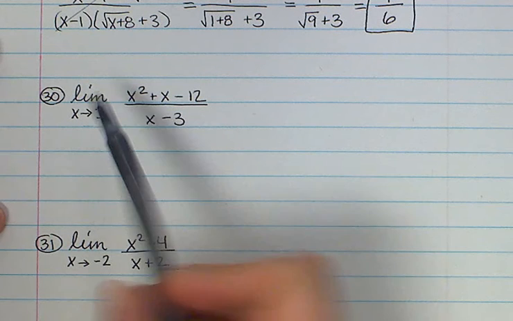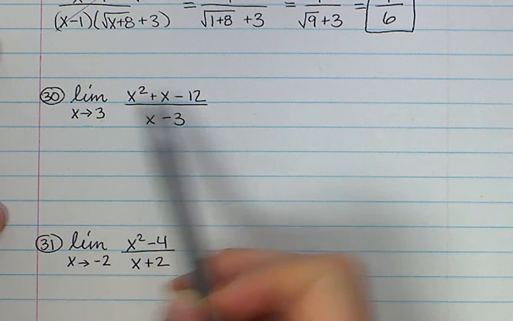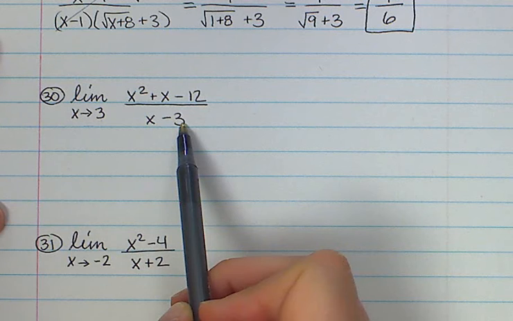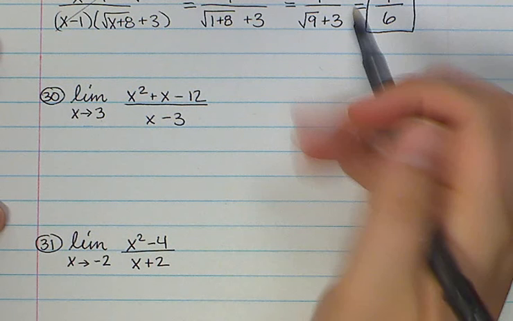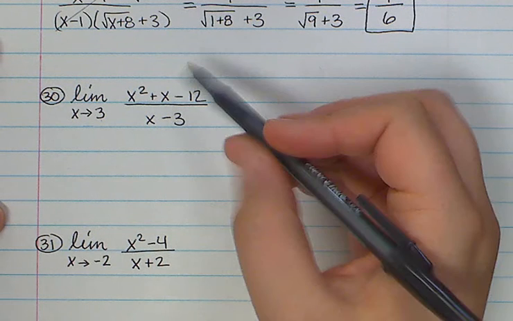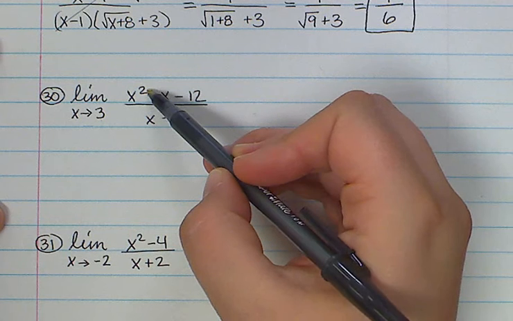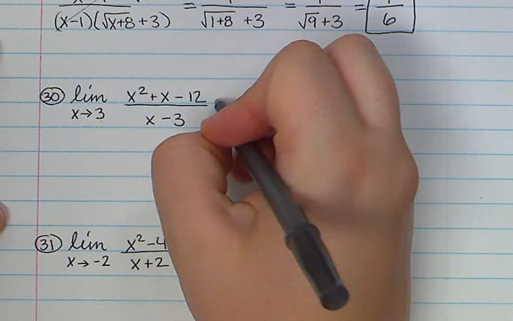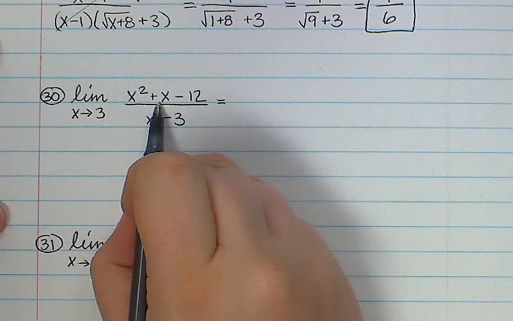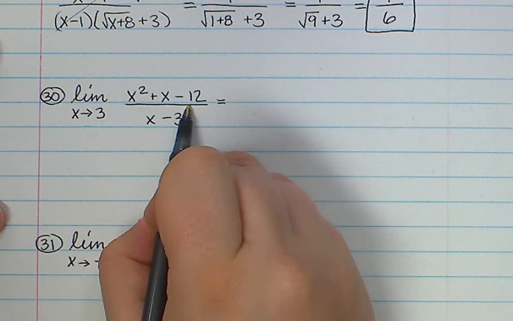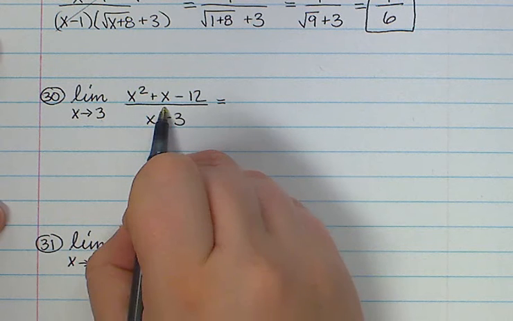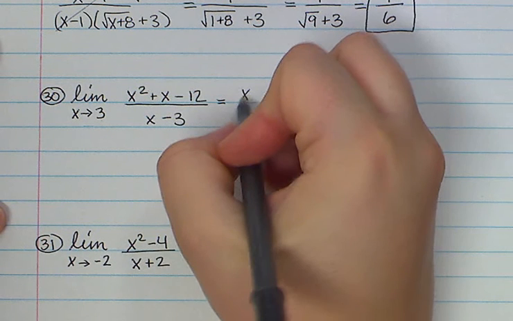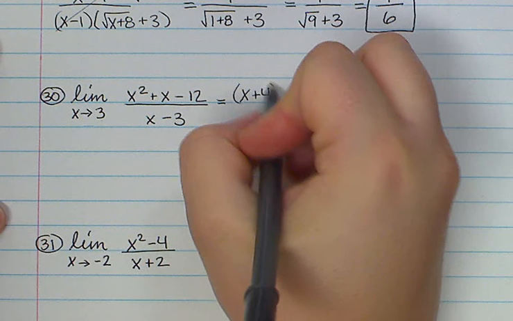Alright, if I were to plug in using direct substitution, I would have 3 minus 3, or 0, in the denominator, which means I'd have indeterminate form, meaning direct substitution won't work. In this case, since I have an x squared, I'm going to try factoring. So I need two numbers that add up to 1 and multiply to negative 12. So I need two numbers that multiply to 12 that are 1 apart from each other. So that's going to be x plus 4, x minus 3.